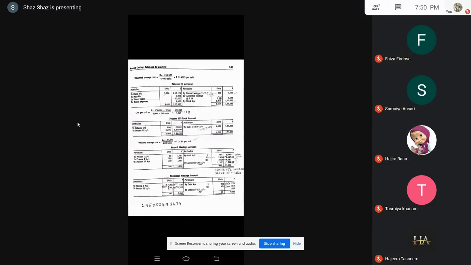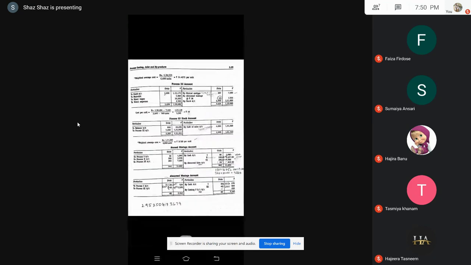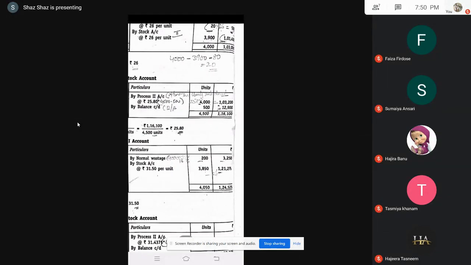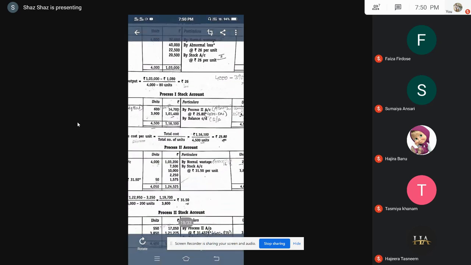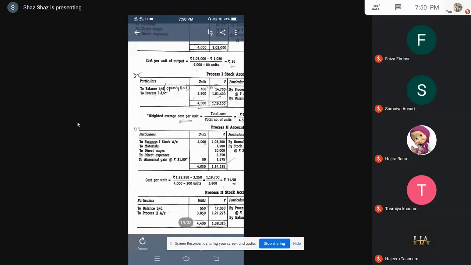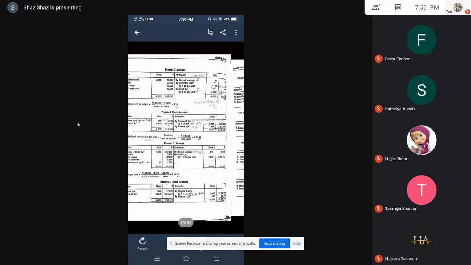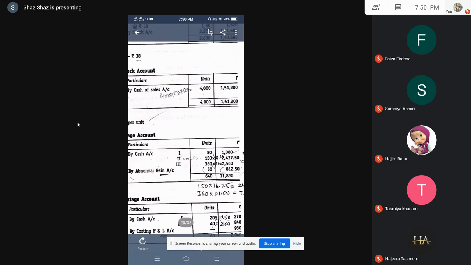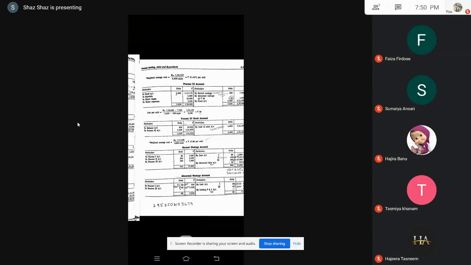समझ में आया? यहाँ पे 80 हो गया, 1080 हो गया. Then now coming back to the next one, your second process में तुम्हारा normal wastage कितना है? 200 है, 200 and 3250 hai. But yahan pe you don't have any normal loss. Instead, you have abnormal gain here. See here. You have abnormal gain. 50 units you have. And amount is 1575. But here, when you're taking the normal wastage, what you have to do here is, you have to take the old units. Okay, old units ka kya hai? Yahan pe check karo tumhara. Old units kitna hai? You have 50, isn't it?